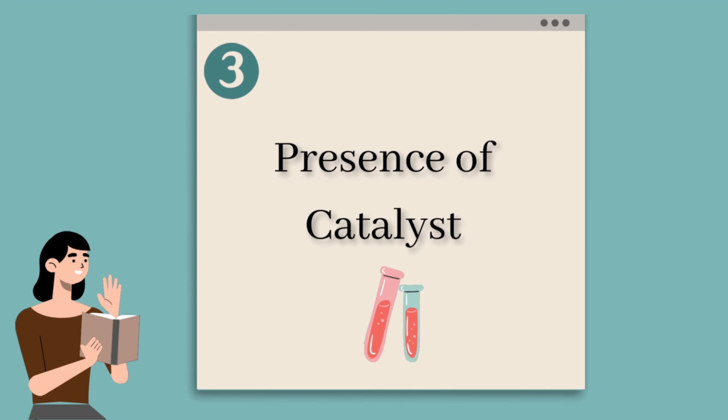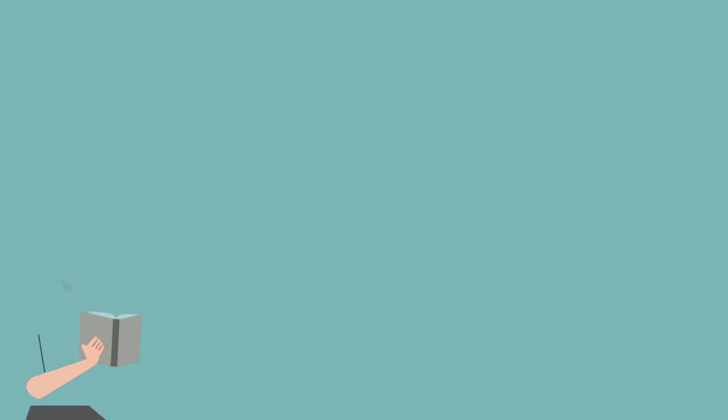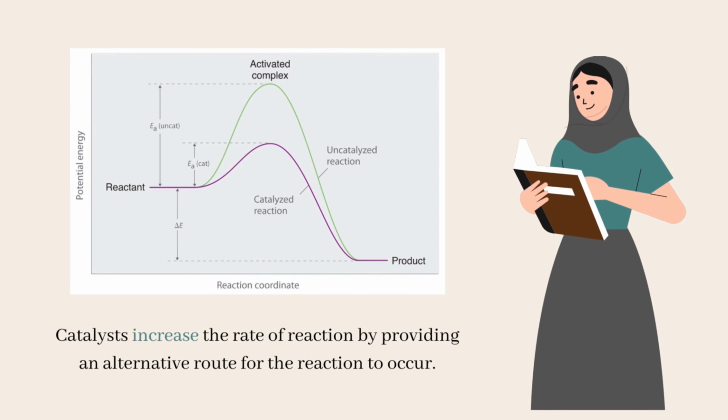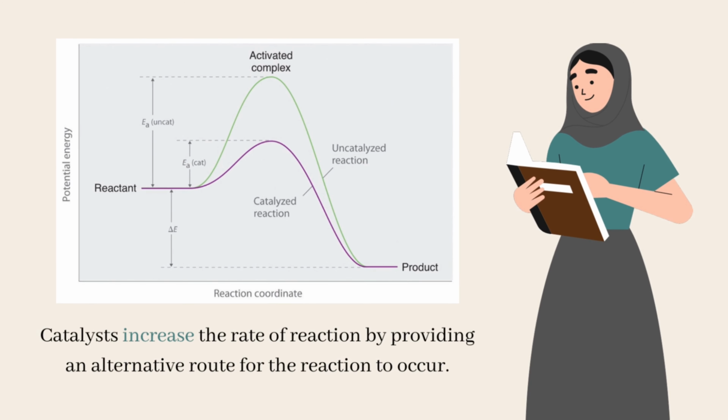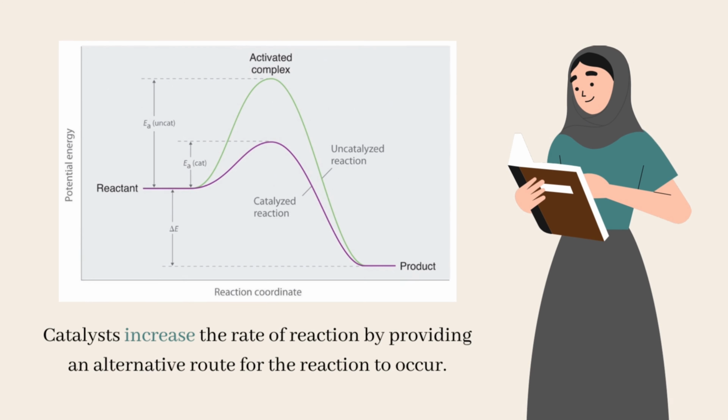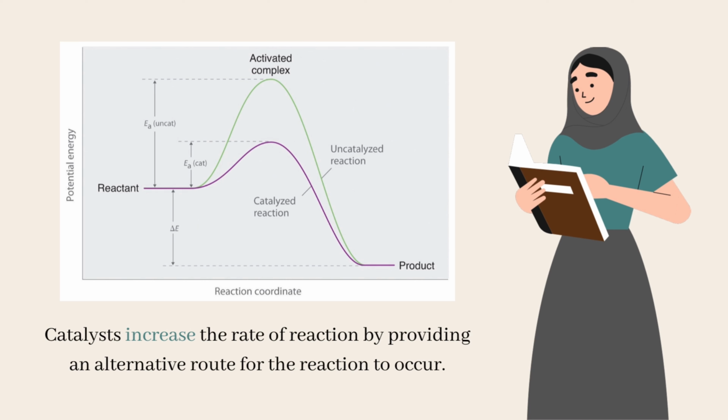The presence of a catalyst increases the rate of reaction. Catalysts work on decreasing the activation energy, which is the required energy to start a chemical reaction. When the activation energy is lowered, the reactant's intermediate state is rapidly reached, as it requires less energy than the uncatalyzed reaction.